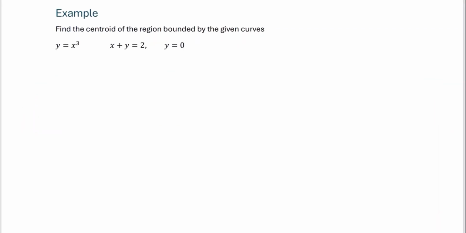In this example, we will again start with a sketch. Get a rough idea of what that region is going to look like. X cubed is going to go through the origin and 1, 1.